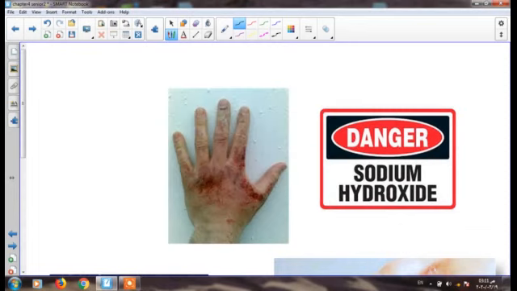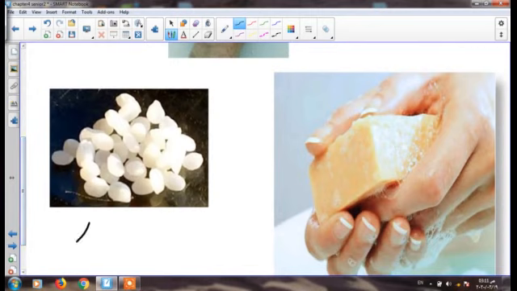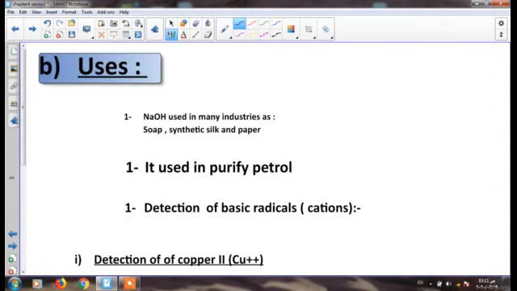Dangers of sodium hydroxide: it is corrosive on the skin. Sodium hydroxide easily dissolves in water, and it is used in the manufacturing of soap. The most important uses of sodium hydroxide: first, it is used in purifying petrol, and it is used in many industries such as soap, synthetic silk, and paper.